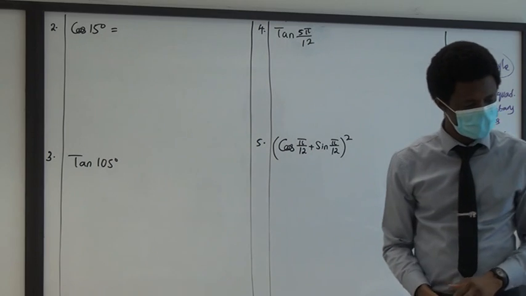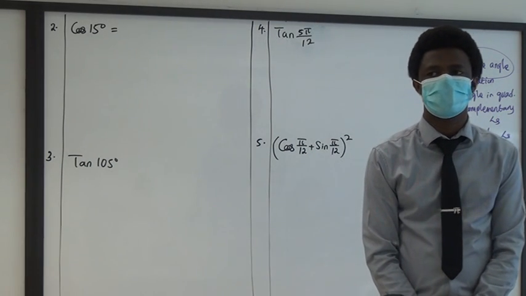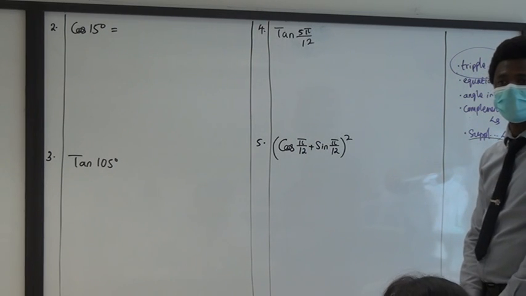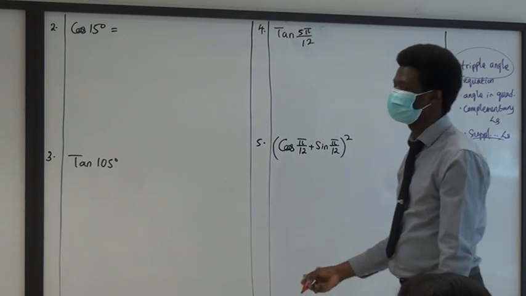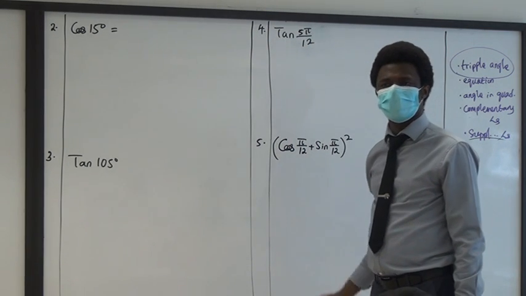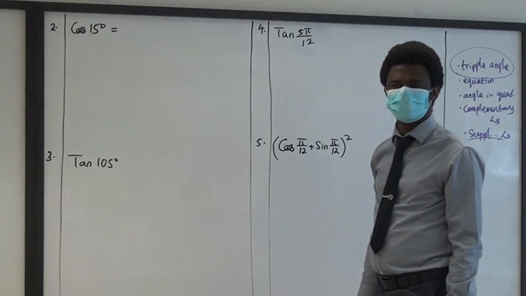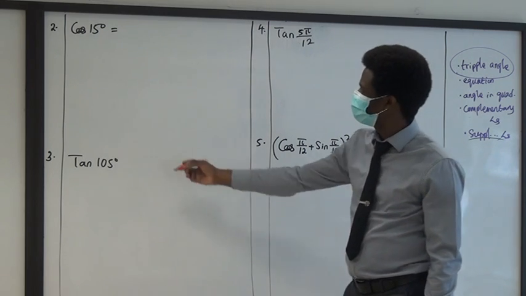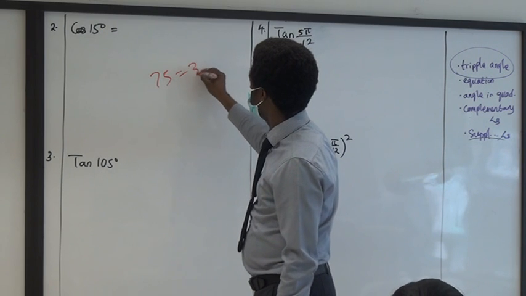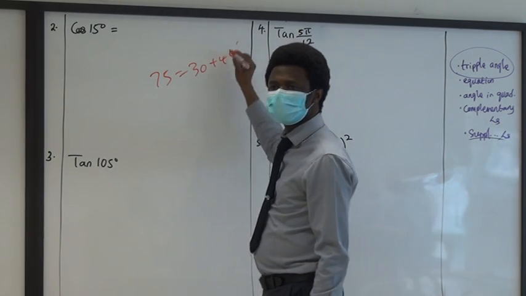Is anybody stuck somewhere with any question? Question 5. You, question 4. Question 4 is easy. I got 0. You got a 0? But you told me what this number is the last time. You said it's 75, right? So 75 is what? 30 plus 45. That's what you have to do.